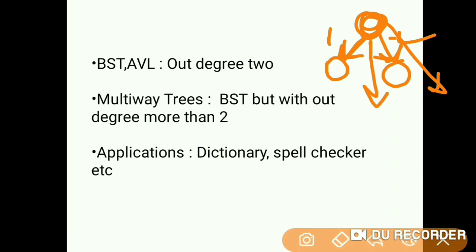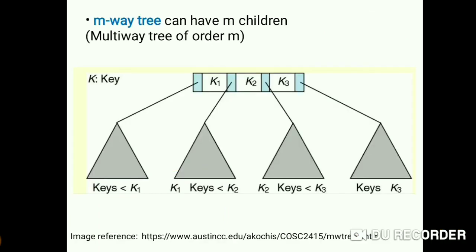So we are going to see M-way trees. M-way trees can have M children. It is also known as a multi-way tree of order M. Now let's observe the diagram on the screen.